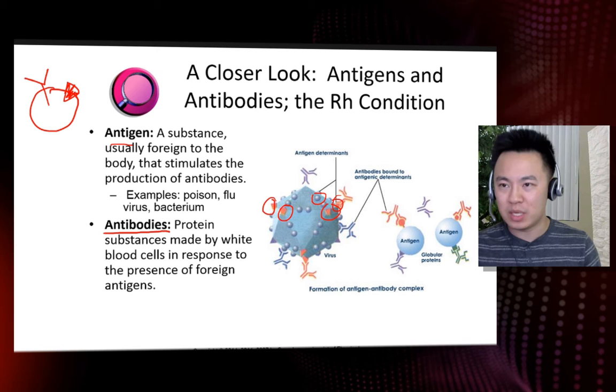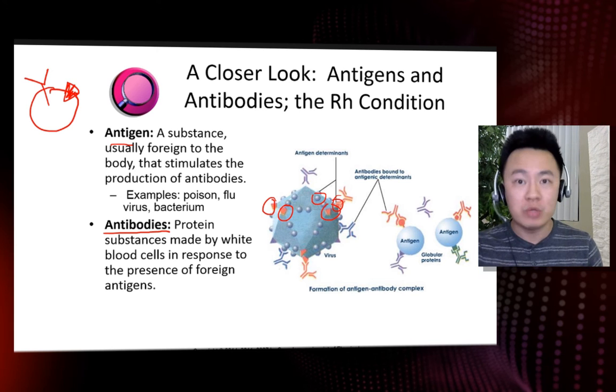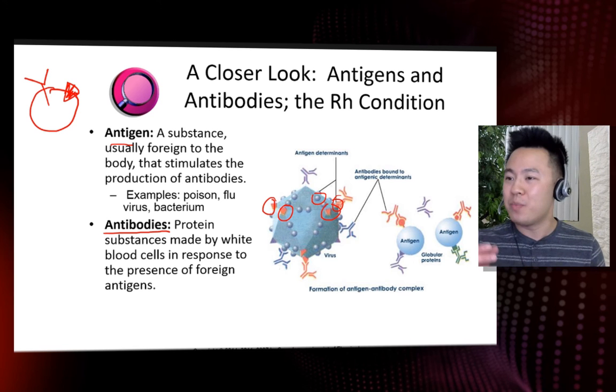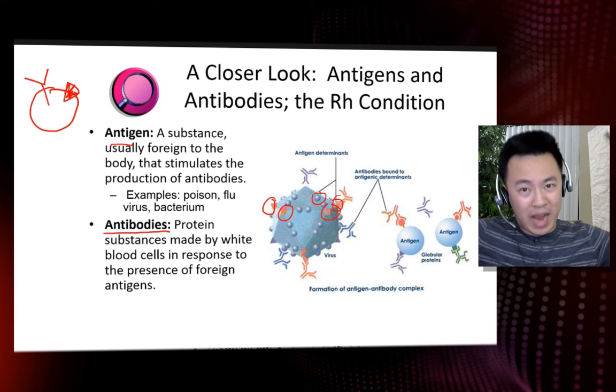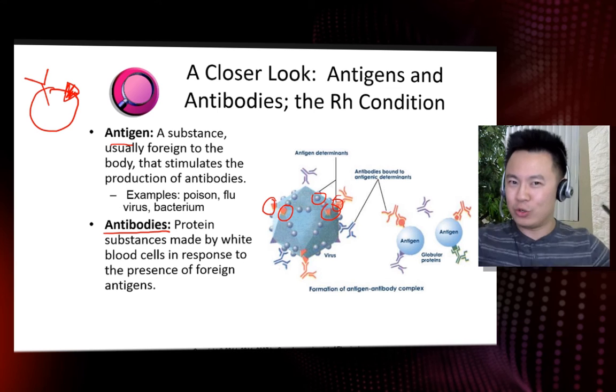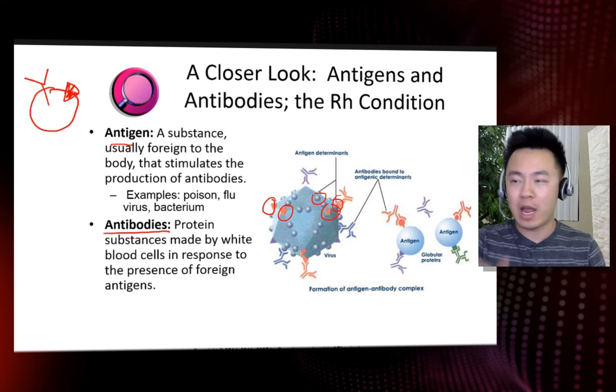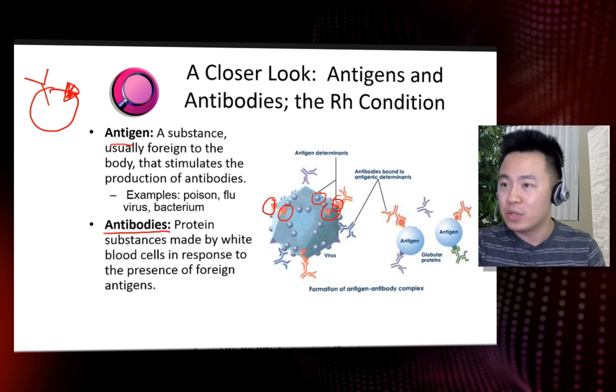And these white blood cells produce these antibodies, which are protein substances made by your white blood cells in response to the presence of foreign antigens. So your white blood cells go out there and say, shoot, you're not supposed to be there, let's make these antibodies. I'd like to think of antibodies as soldier molecules. They get shot out from these white blood cells. Here's an example of an antibody.